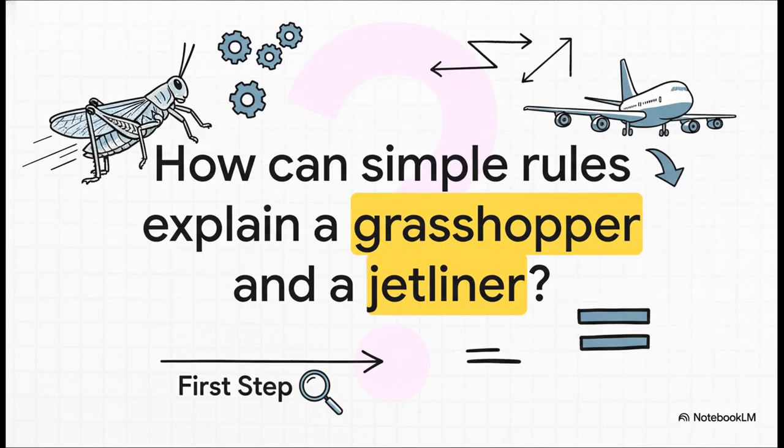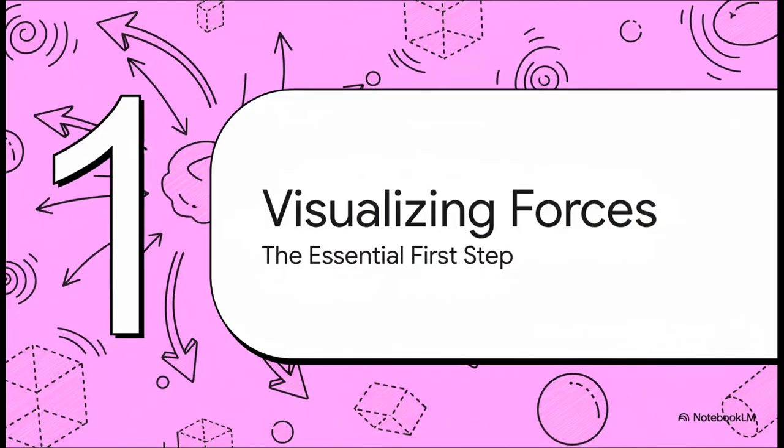How can the exact same principles explain the explosive jump of a tiny little grasshopper and the slow, controlled landing of a giant jetliner? So how is that even possible? Well, the answer starts with a really crucial first step that physicists use to make any problem way clearer. Before you can even think about plugging numbers into an equation, you have to actually see what you're dealing with. And that means we have to visualize all those invisible pushes and pulls that are acting on an object.